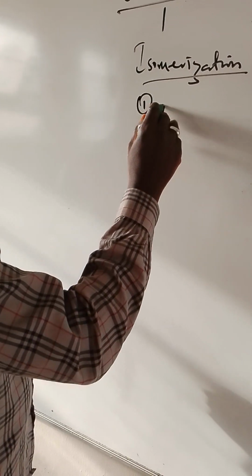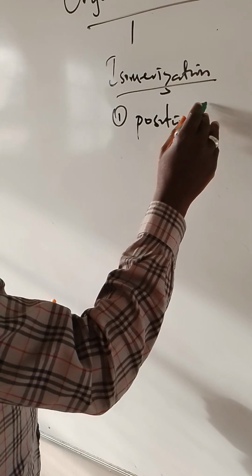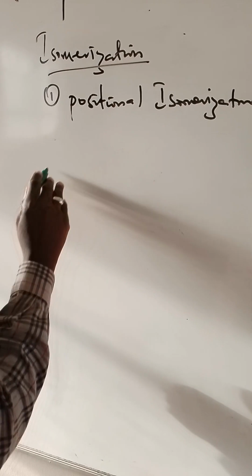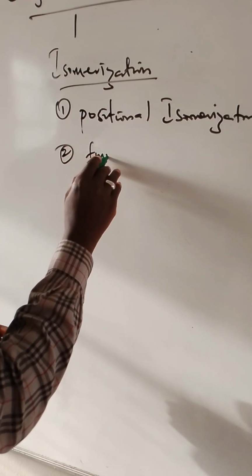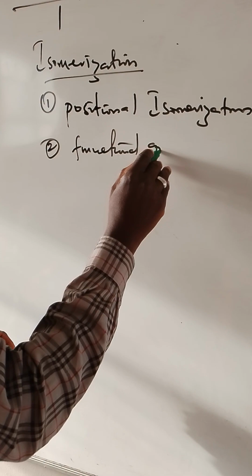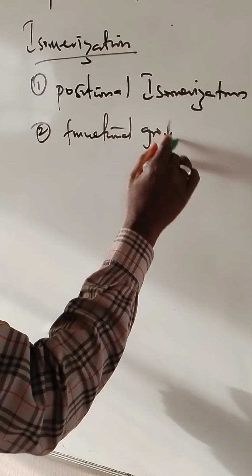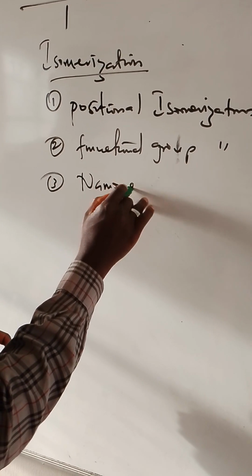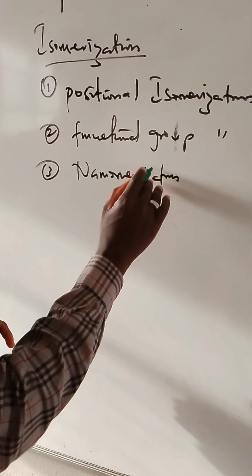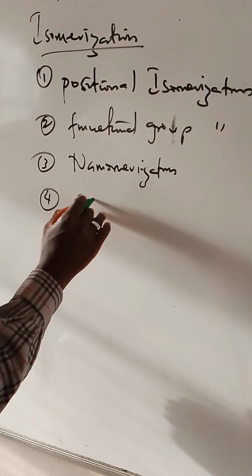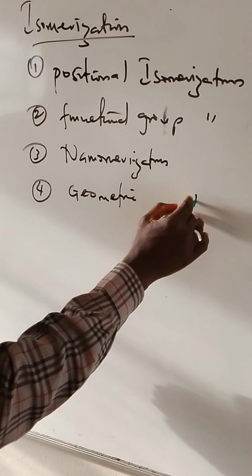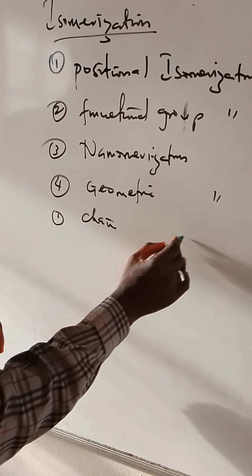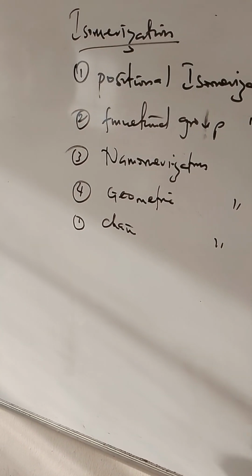And we have types of isomerization. Number one, we have positional isomerization. We have functional group isomerization. We have tautomerism. We have geometric isomerization. We have chain isomerization. Let's now see one after the other.